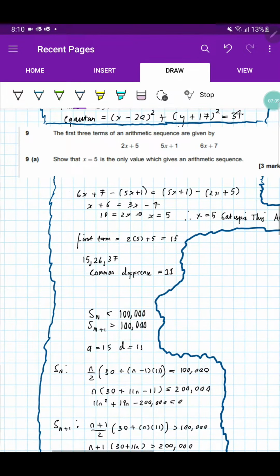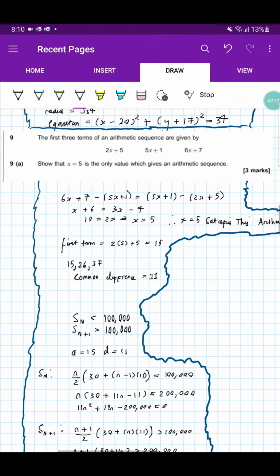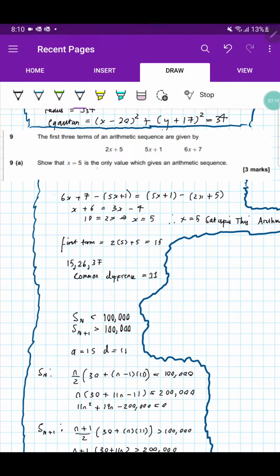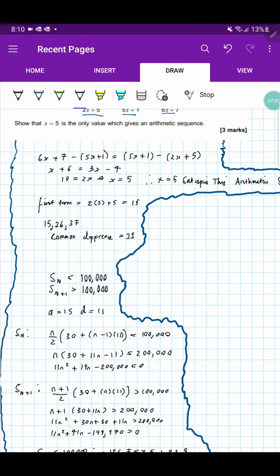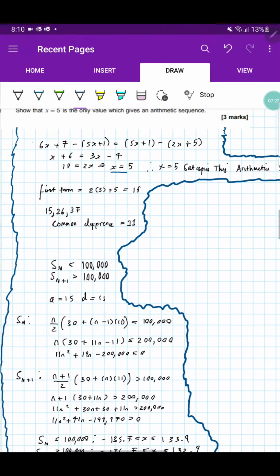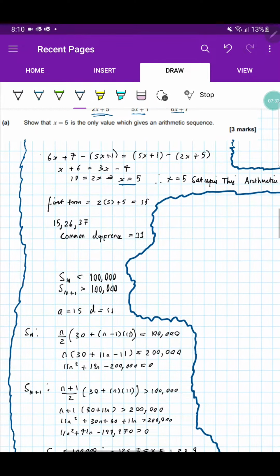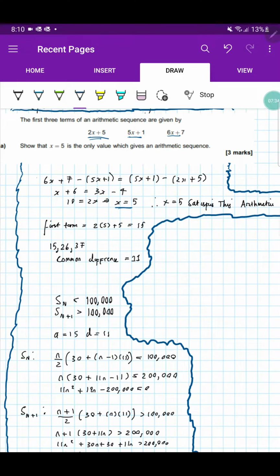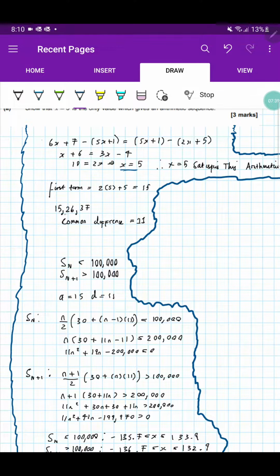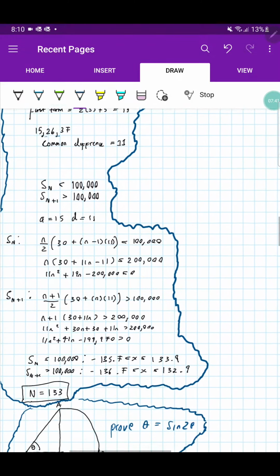Now question 9, we're given this arithmetic sequence to show that x equals 5. This taken away from this has to equal this taken away from this. So if we solve that, we should get x equals 5. Now the first term is just going to be substituting this value into here. So we have 2 times 5 plus 5, which is 15. And then the common difference, if we just find all the terms, we get 15, 26, and 37. So the difference between each of them is going to be 11.